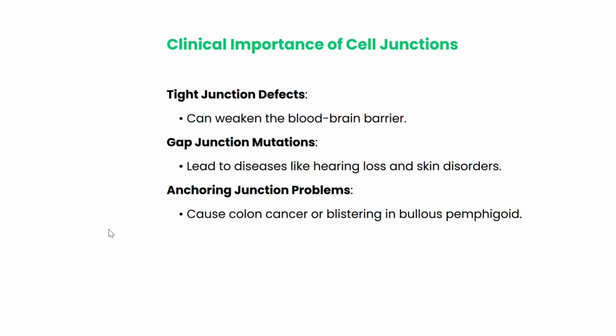Understanding cell junctions is not just important for biology, it has major clinical implications. For example, defects in tight junctions can compromise the blood brain barrier, making the brain vulnerable to toxins. Mutations in the connexins, the proteins in gap junctions, can result in conditions like hearing loss or skin diseases. Finally, issues with anchoring junctions can lead to serious diseases like colon cancers, where cells lose their adhesion, or autoimmune diseases like bullous pemphigoid, which causes severe skin blistering.